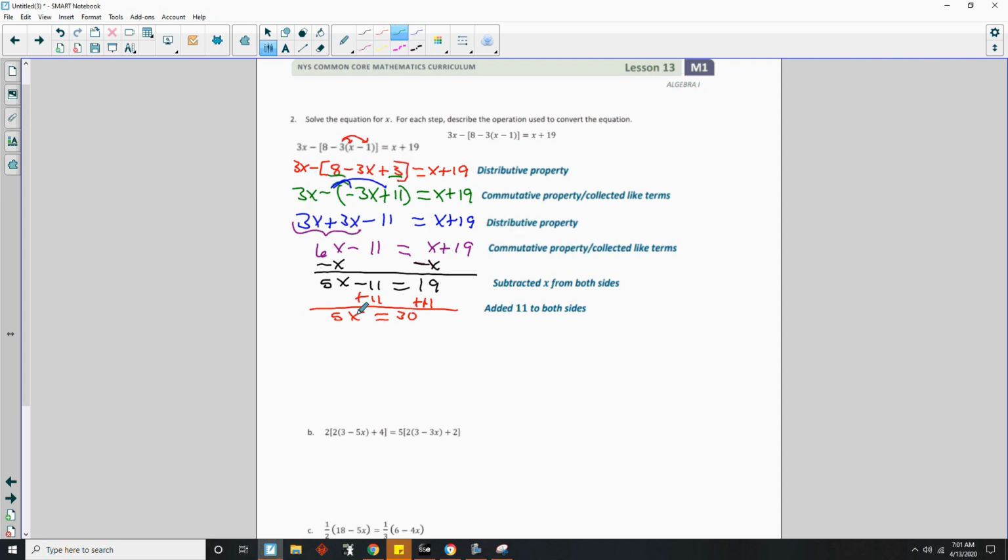And now I'm going to finish the problem by dividing both sides by 5. 5 divided by 5 is 1, or just 1x, equals 30 divided by 5, which is 6. So we could say divided both sides by 5, or we could say the division property of equality. And the answer is 6.